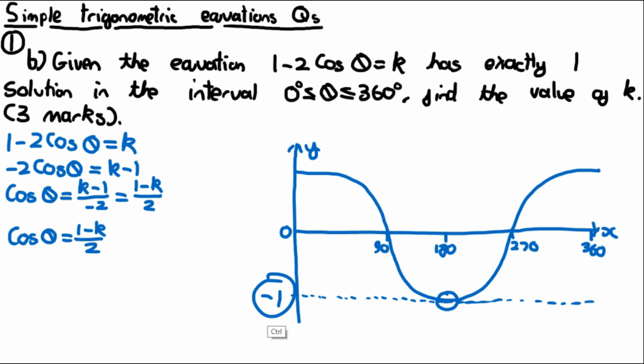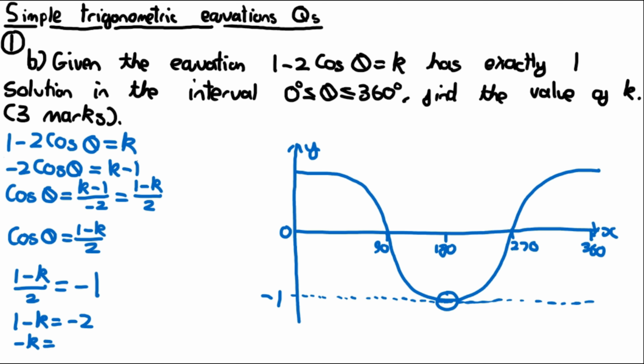But it's -1, so 1 minus k over 2 is equal to -1 in order to make cos theta equal to -1. We can rearrange this to make 1 minus k is equal to -2, and therefore it's going to be minus k is equal to -3, and therefore k is equal to 3. And that's the final answer.